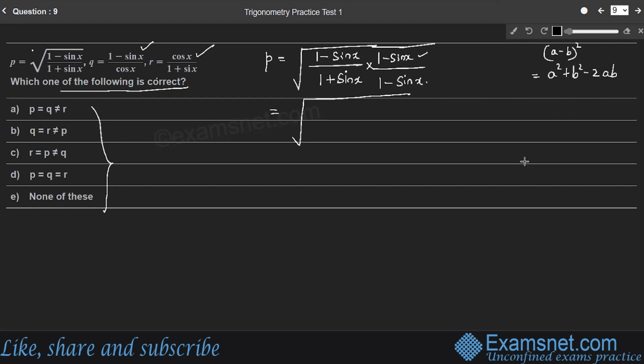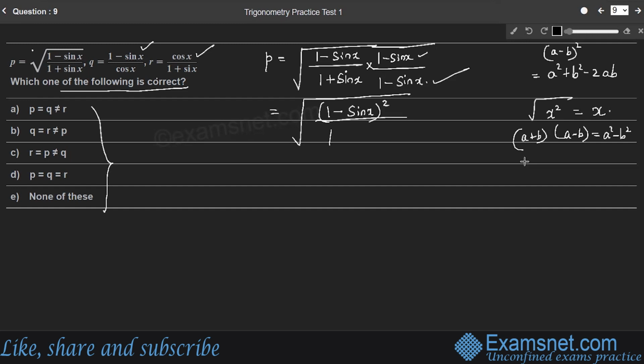So (1 - sin x) the whole square, no need to expand this term actually. We'll leave it as it is, because the root of a square number is the number itself. For example, the square root of x squared is the number x itself, right? Similarly, the square root of (1 - sin x) the whole square is nothing but 1 - sin x, and the denominator is in the form of (a + b) into (a - b), right? Which is a squared minus b squared. So (1 + sin x) into (1 - sin x) in the denominator.